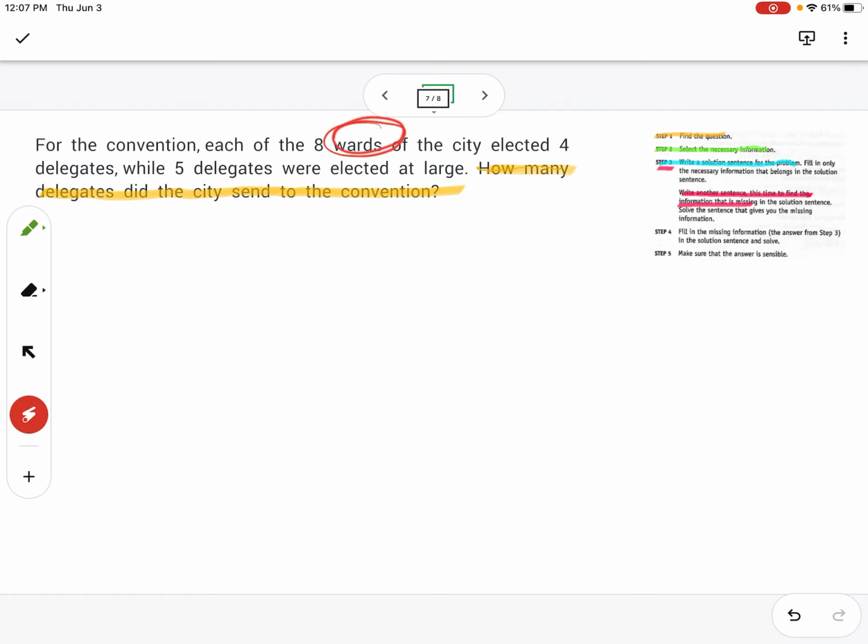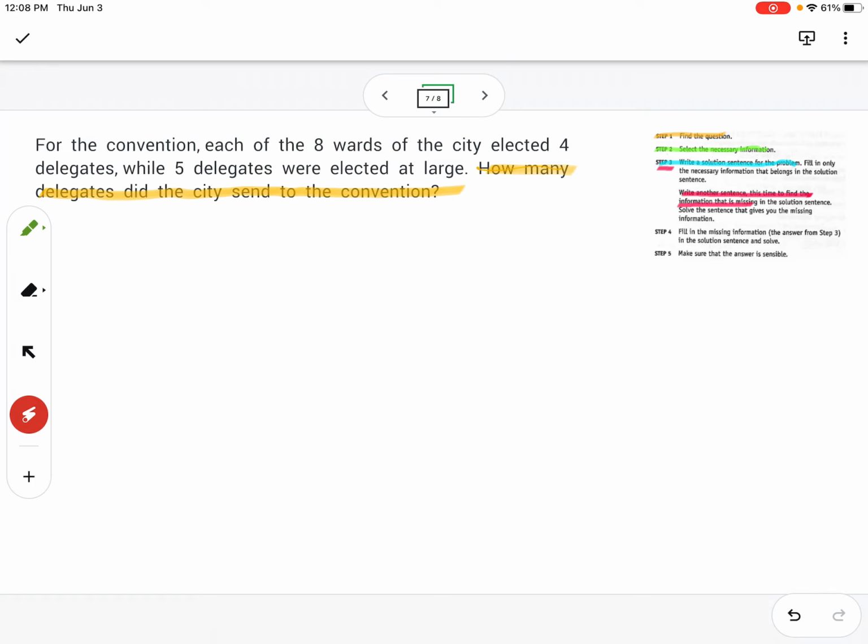They're talking about wards here. Wards. What I did with the person I was working with earlier this week is we hopped onto a Google word search and we just searched up the word wards. And we found out that the word wards means the same thing as a neighborhood. So I could read this problem now and say, for some convention that's happening, each of the 8 neighborhoods of the city, wards are the same thing as neighborhoods for our purposes here. So we know that each of the 8 wards of the city elected 4 delegates.